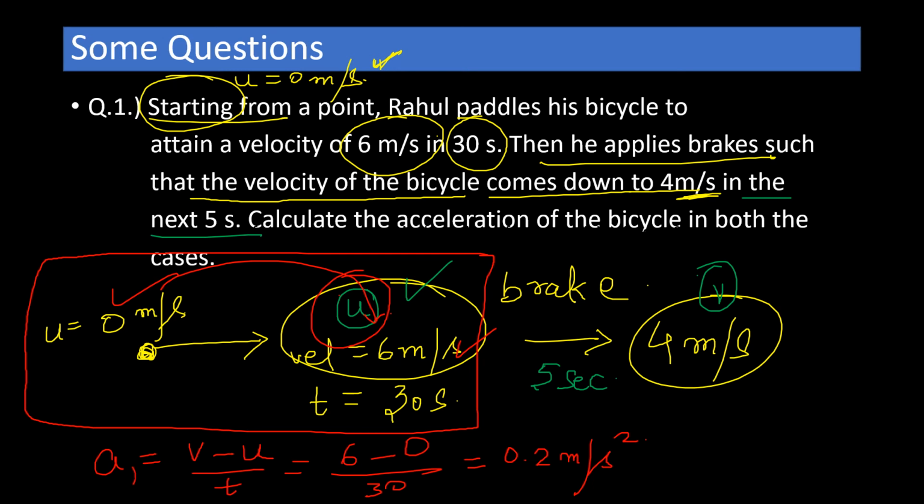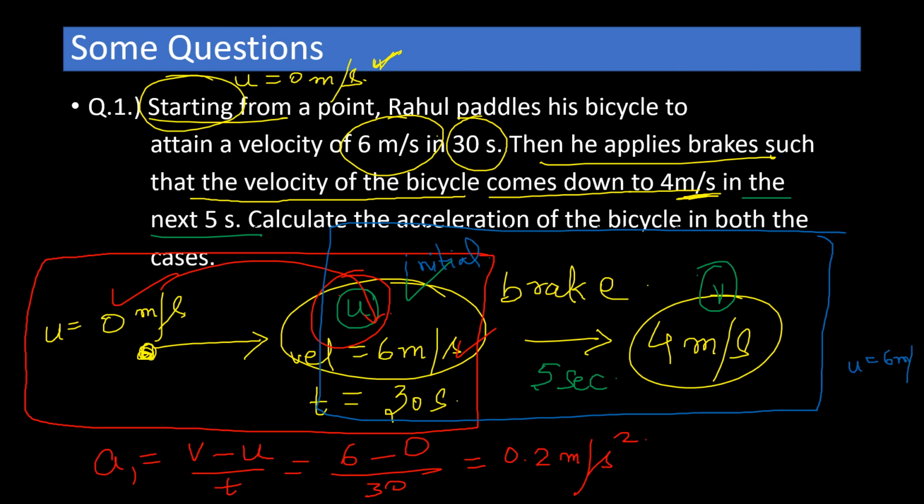Similarly, this is the second case, guys, when the boy applies the brake. While he applies the brake, this is the initial point. And what is the initial velocity, guys? 6 meter per second. What is the final velocity? 4 meter per second. That means the velocity at the final point. And what is the time taken to reduce the speed? That is 5 seconds. It's mentioned, guys.